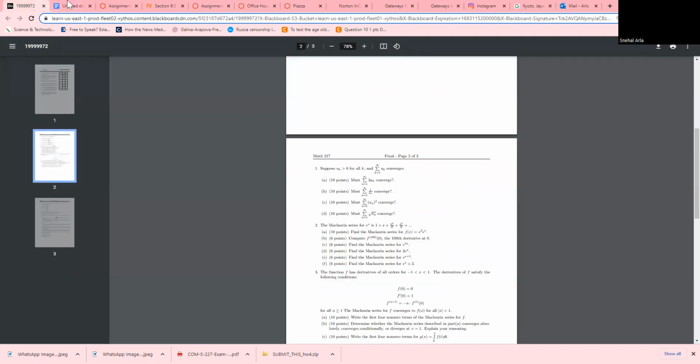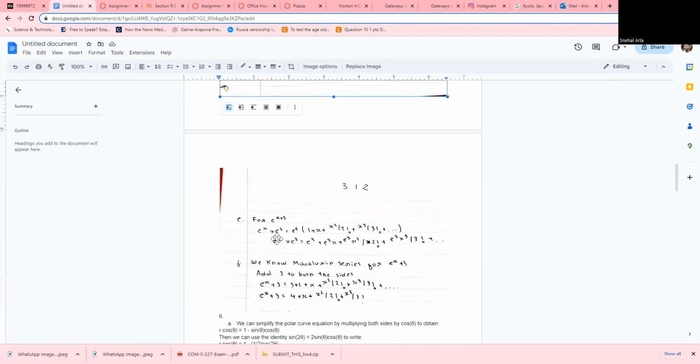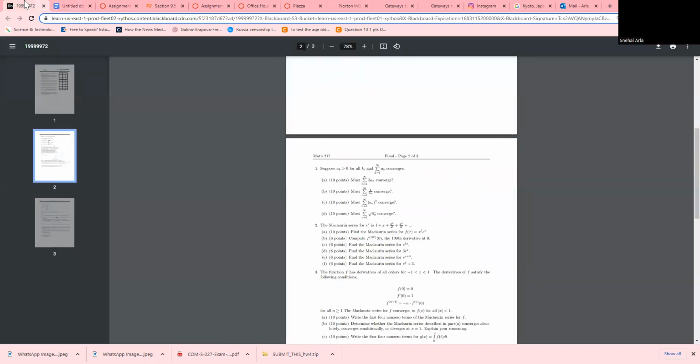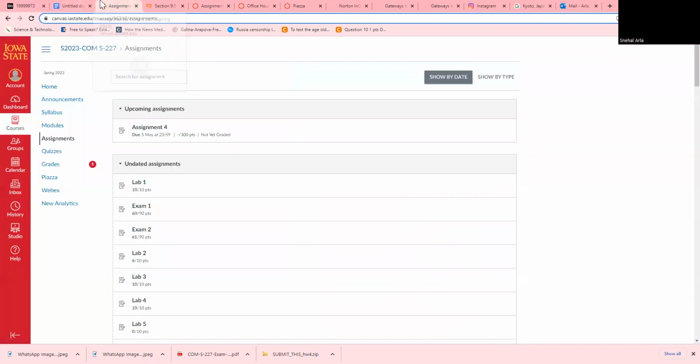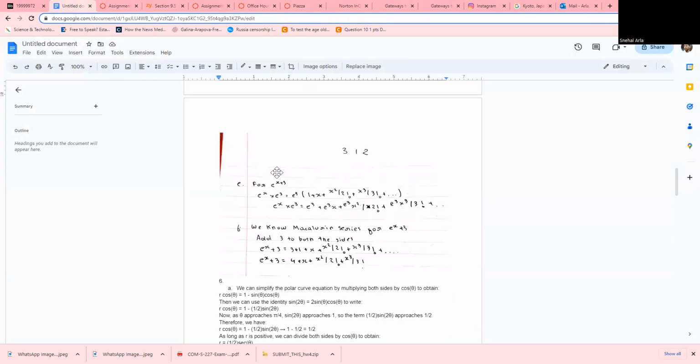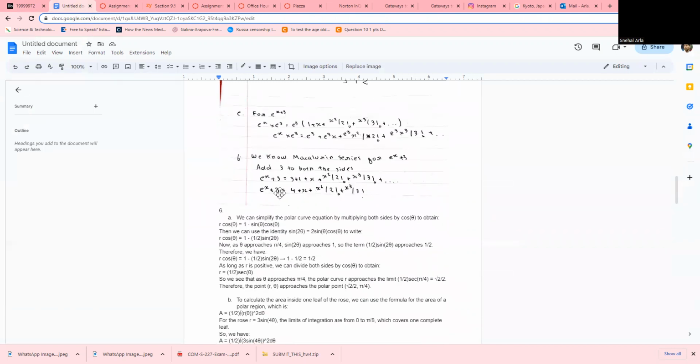So for e to the x plus 3, we know that e to the x times e cubed, e cubed times 1 plus again, just take it on the outside, and after you further expand it, that's the answer you end up with, and it just keeps going. Again, this is e to the power x plus 3. So we just add 3 to both sides, and after adding 3 to both sides, we just end up with e cubed times 1 plus x plus x squared over 2, x cubed over 3 factorial.